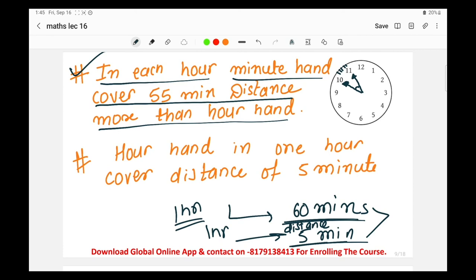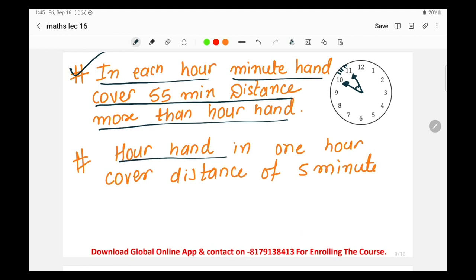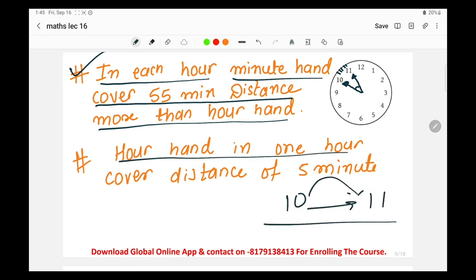Now the second fact that we will learn here is that the hour hand in 1 hour covers a distance of 5 minutes. As I told you, the time is 10 o'clock, and from 10 to 11 the hour hand is covering the distance of 30 degrees. 30 degrees is equivalent to 5 minutes. So whenever 1 hour is covered, the hour hand is covering the distance of 5 minutes. Do not say that it is covering 5 minutes, it is covering the distance of 5 minutes. This is the fact that we have to remember.